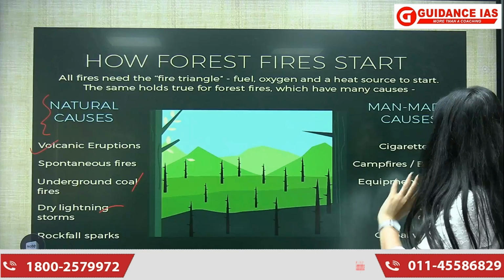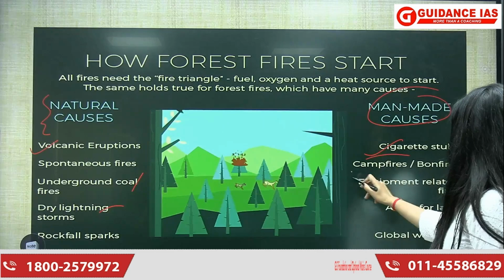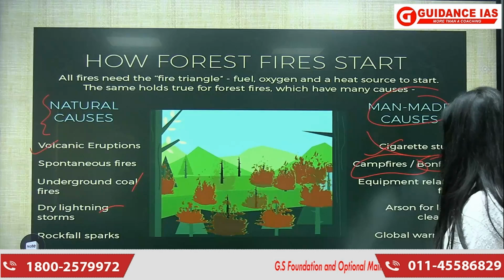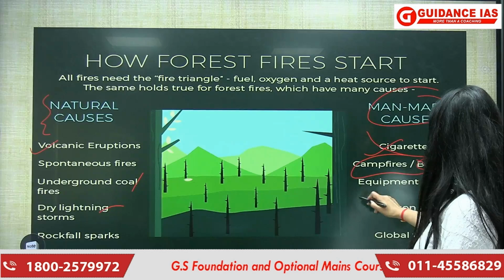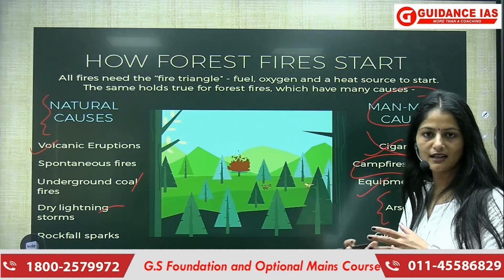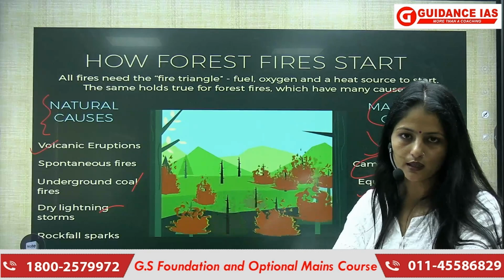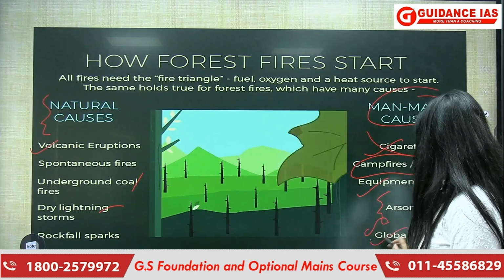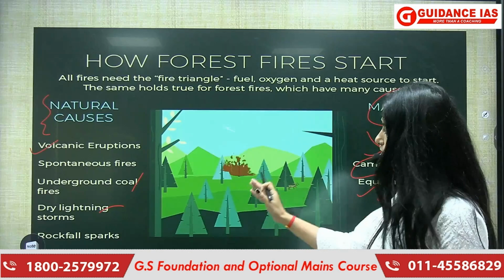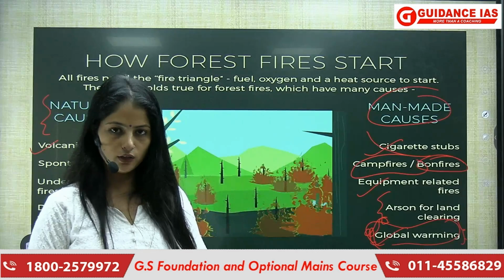If we talk about the man-made causes, the first is cigarette stubs, ठीक है. फिर campfires या bonfires, whenever a tourist goes and we do bonfires, उसकी वजह से भी this is also a potential reason for forest fires. Third is equipment related fires. Then we have arson for land clearing. If you want to clear a particular patch in that forest, we generally burn it, which again could lead to a forest fire. And the last one could be global warming, a very potential cause these days. So these are few of the natural and the man-made causes you can remember and quote in your mains examination if this topic is being asked.